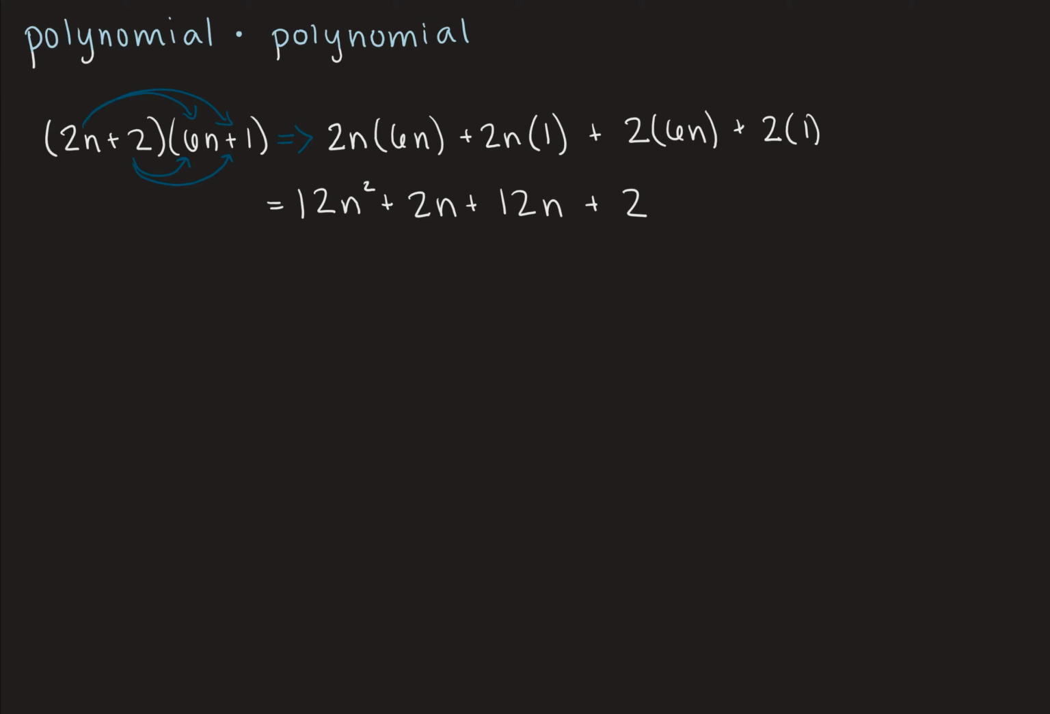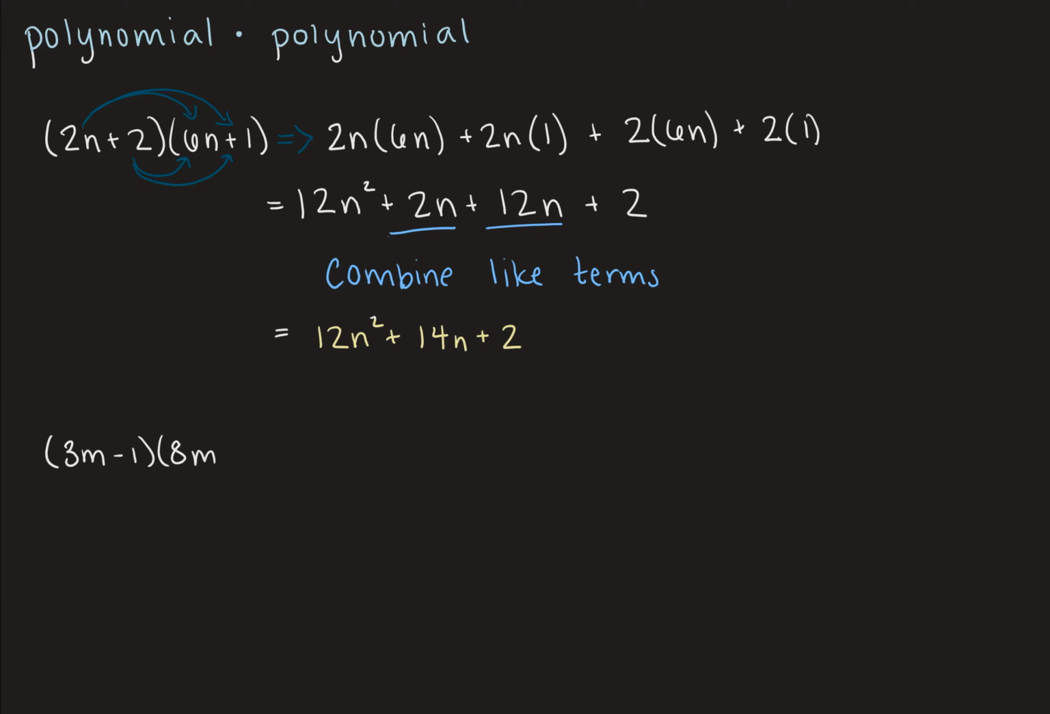From here, we combine our like terms, and we get 12n squared plus 14n plus 2. Let's look at another example. We have 3m minus 1 times 8m plus 7.